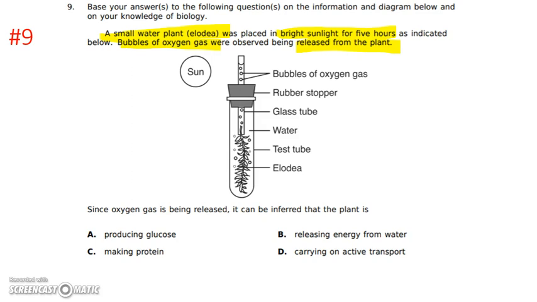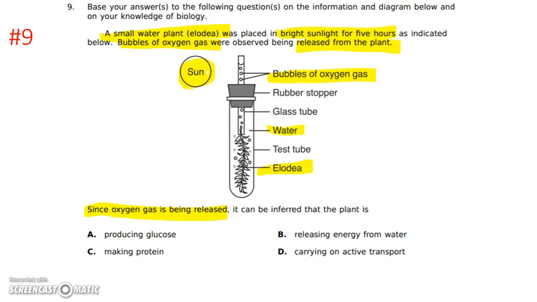Here in our image, it looks like we see sun, and just like it says in the part I just read, we see bubbles of oxygen gas. We also see Elodea plant, and we see water. The question is, since oxygen gas is being released, it can be inferred that the plant is blank.